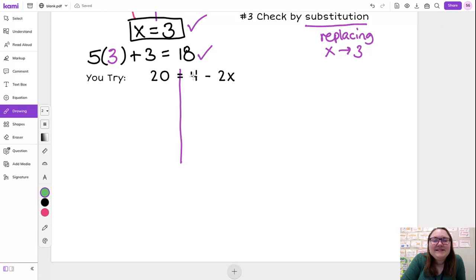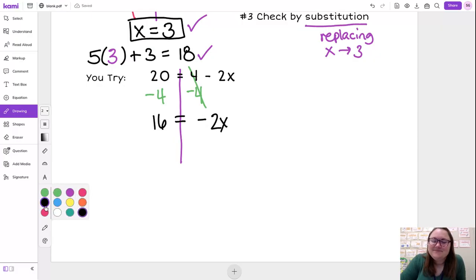I know my constant is 4 because there's no variable with it. The opposite of that positive 4 would be a negative 4, so I want to subtract 4 on both sides. When I do that, 4 minus 4 is 0, and so what is left? Well, 20 minus 4 is 16, so I have 16 equals. Be really careful here, it's not just 2x. Look at that 2, it's got a negative sign in front, so I need to copy down negative 2x.